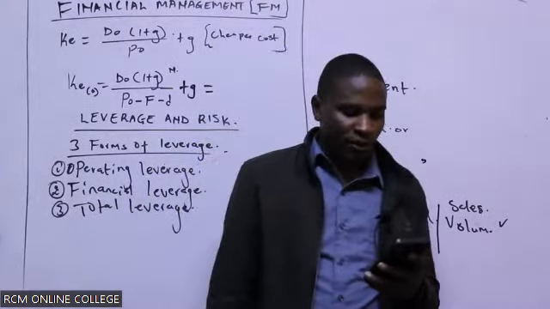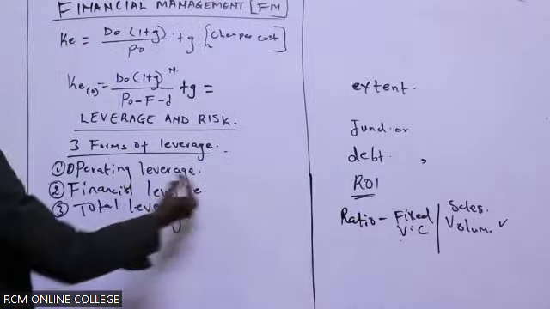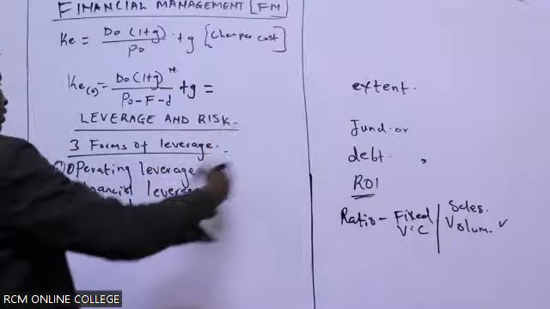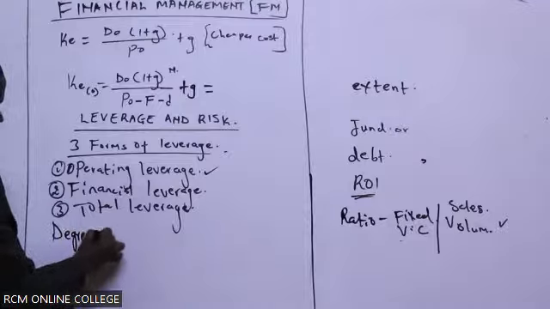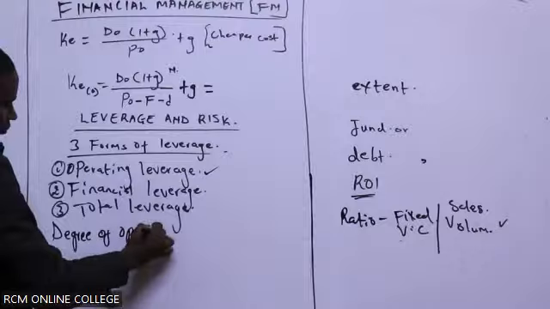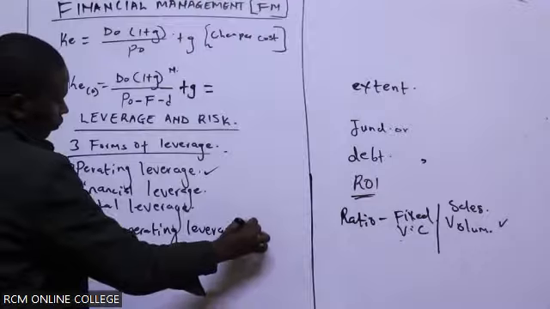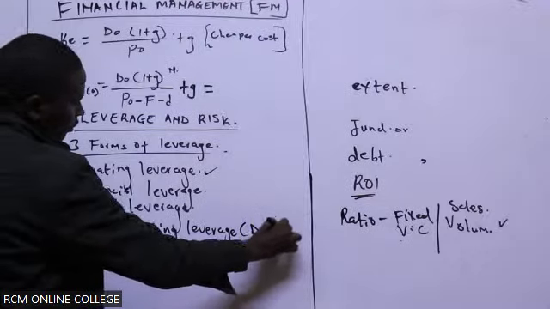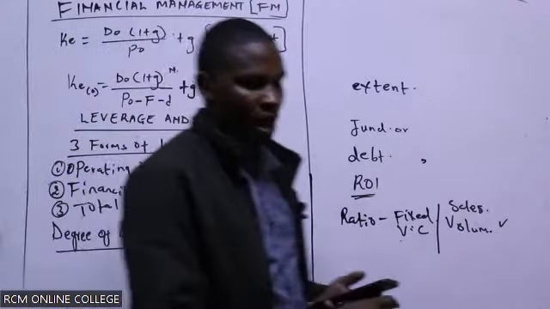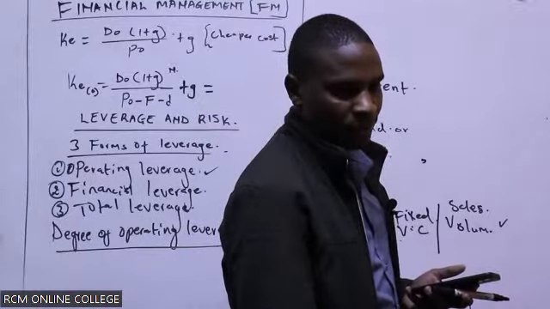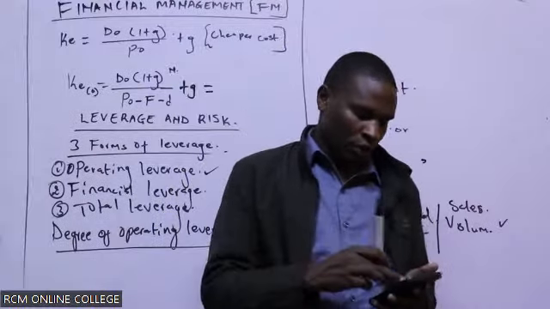Now, degree of operating leverage. We want to see how it is measured. How do we calculate that? Degree of operating leverage is represented with DOL. So operating leverage is measured by the degree of operating leverage, DOL.